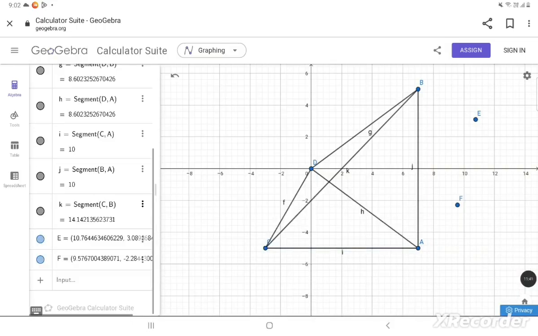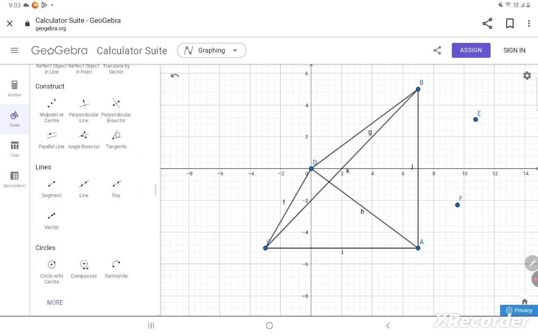Now I have brought all the points into GeoGebra, and you can see that I have taken all the vectors. DC denotes minus 3 comma minus 5, DA denotes plus 7 comma minus 5, and DB denotes plus 7 comma plus 5. So if we draw the circumcircle of ABC, we'll get the midpoint, which will be the center of the circle. Now let me draw a circumcircle here.